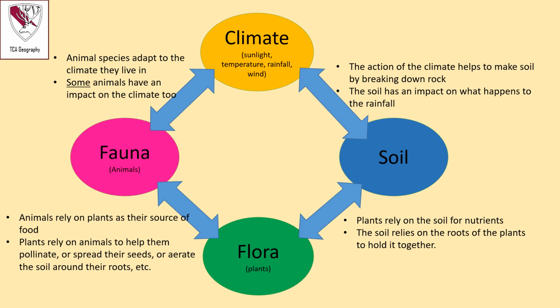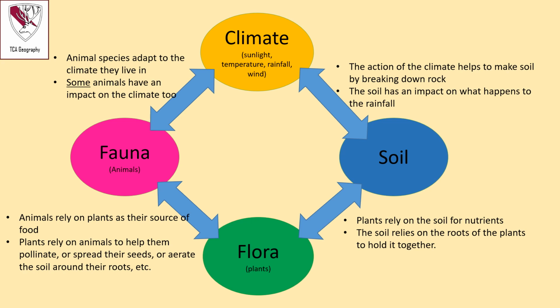Here's some more answers for you to either confirm what you've been thinking, or you can copy some of these in if you like. So, between the flora and the fauna, well, animals rely on plants as their source of food. Either the animals eat the plants, or the animals eat other animals that eat the plants. So it's either a direct or an indirect relationship.